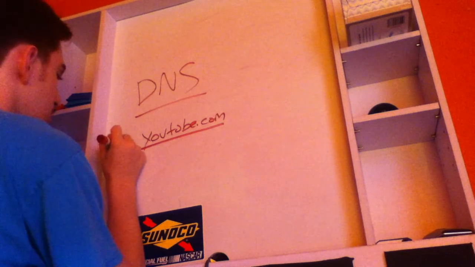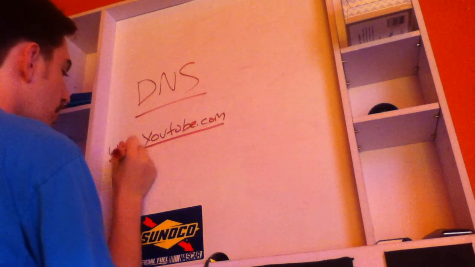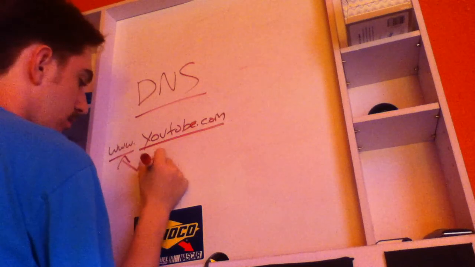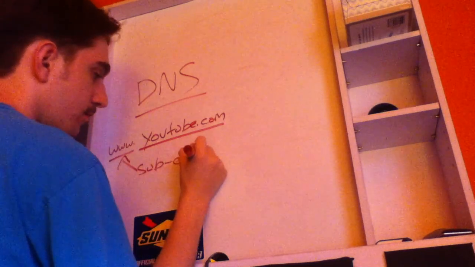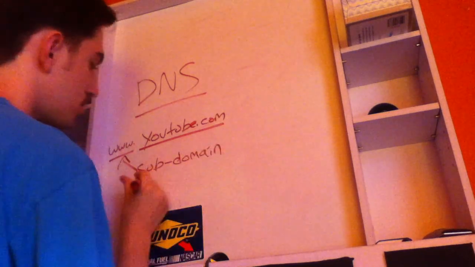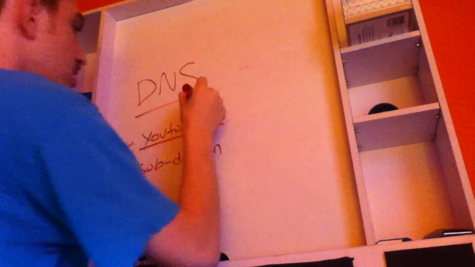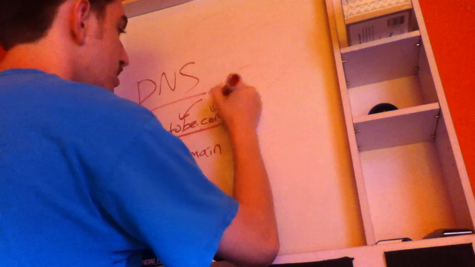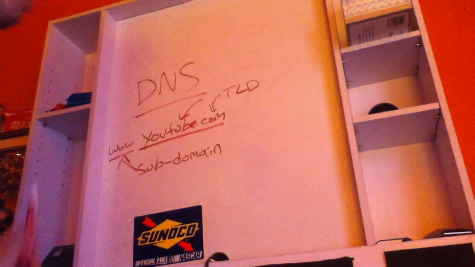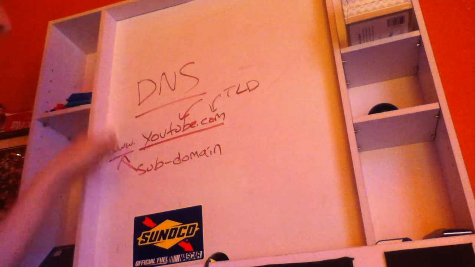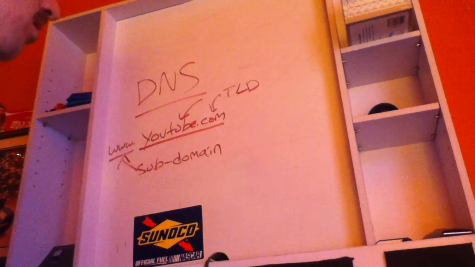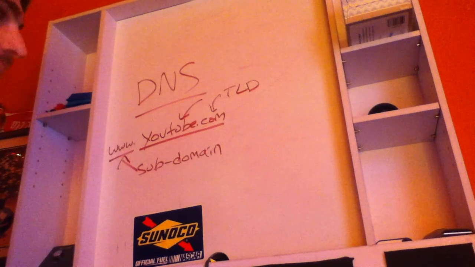Okay, now a lot of people say, always include www. Well, that is a subdomain. And some people don't even add that to their DNS records. That's just a subdomain. Okay? This right here is the domain. And this right here is the TLD, top level domain. So, basically, the computer does not care about that domain. That domain doesn't tell it anything.